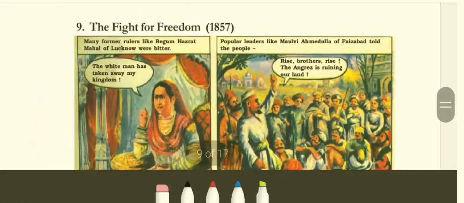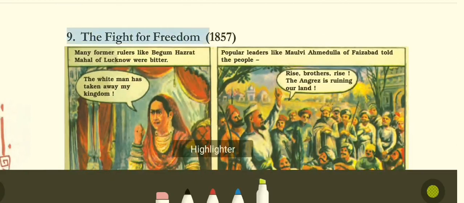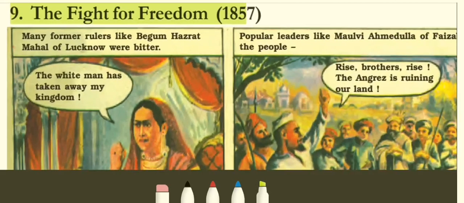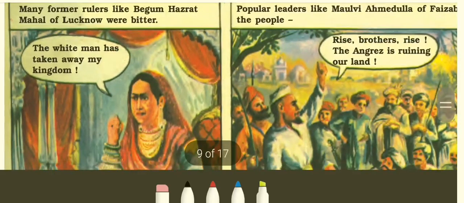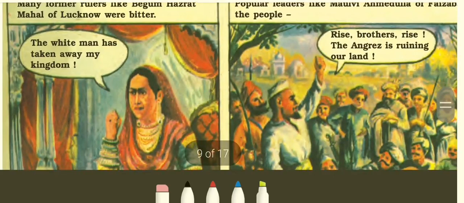Now pictograph number 9, class. Let's take a look quickly. The fight for freedom, 1857. Important one here. What does it say? It says, many former rulers like Begum Hazrat Mahal of Lucknow were bitter. They were angry. So what does she say? She says, the white man has taken away my kingdom. So her land, her kingdom were taken away by these people.